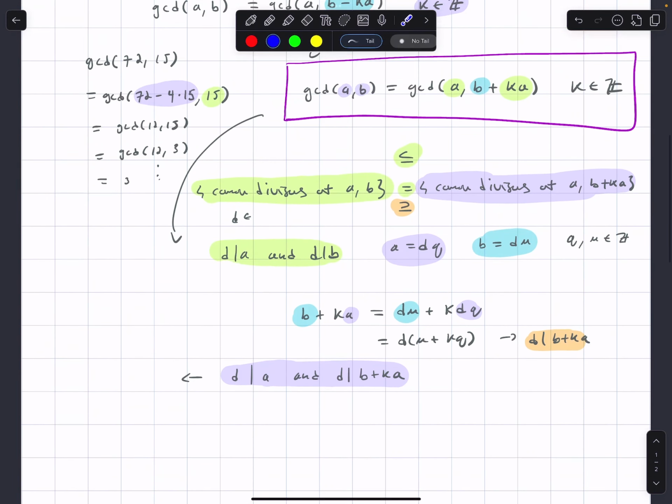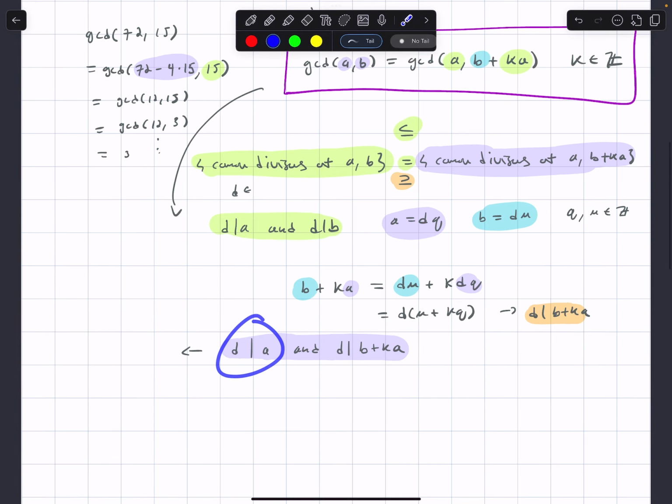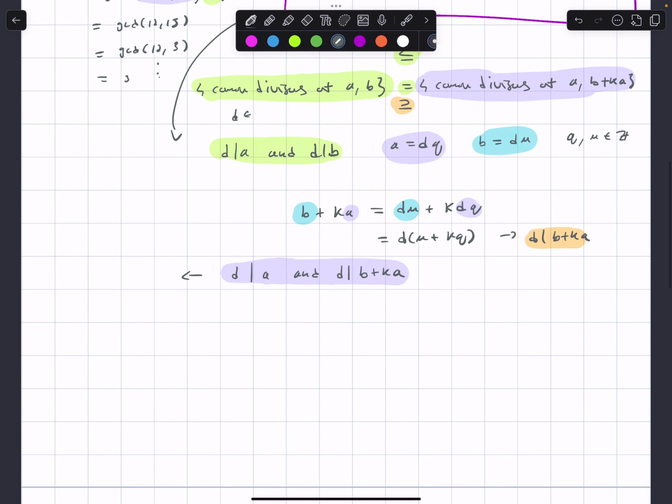Okay, so again, we're trying to show that d divides a and b. We have d divides a. Let's just show that d divides b. How are we going to do that? Well, again, if d divides a, then a is equal to d times q. If d divides b plus k times a, then b plus k times a is d times m. And this is again for some q and m.